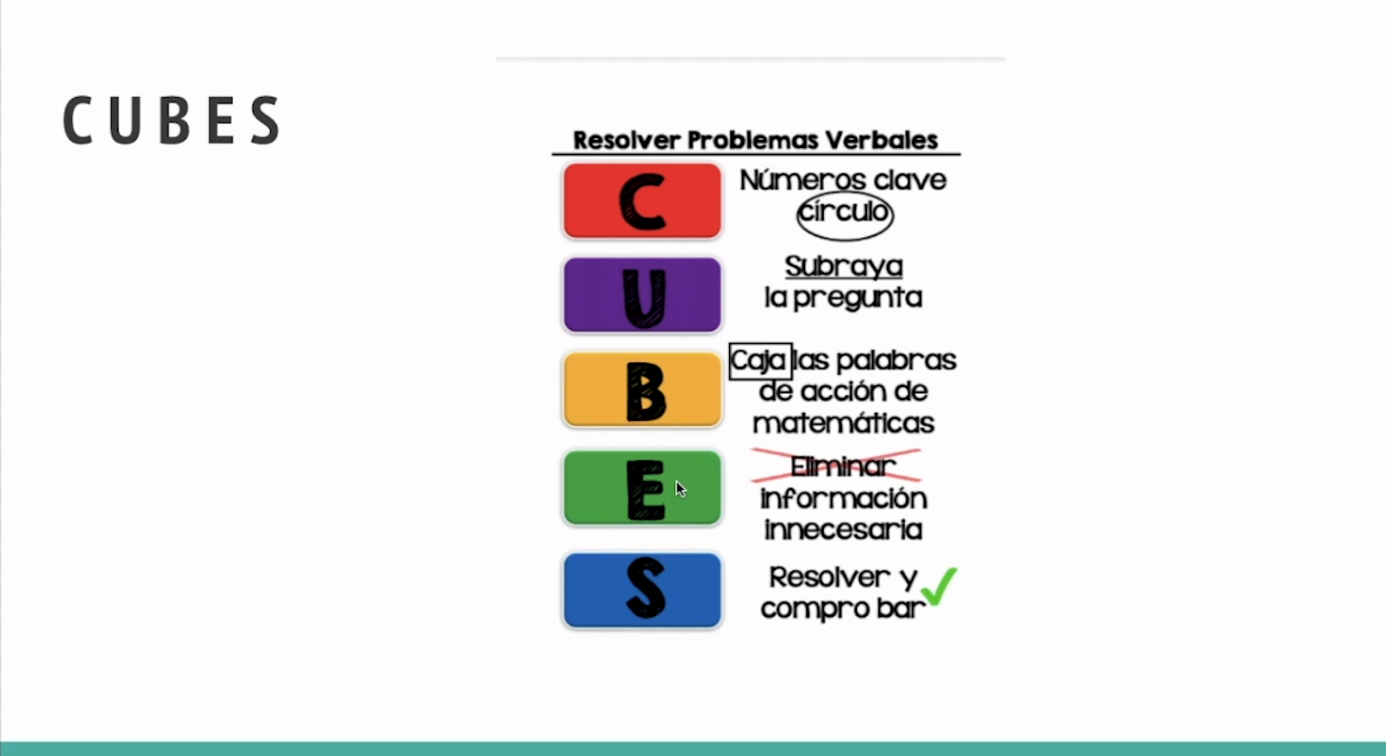E es para eliminar tal vez información innecesaria que no necesitas en el problema. A veces los problemas nos dan información extra que no necesitamos. Así que podemos eliminar. Y por último, la S en cube es para resolver tu problema verbal. Empecemos.